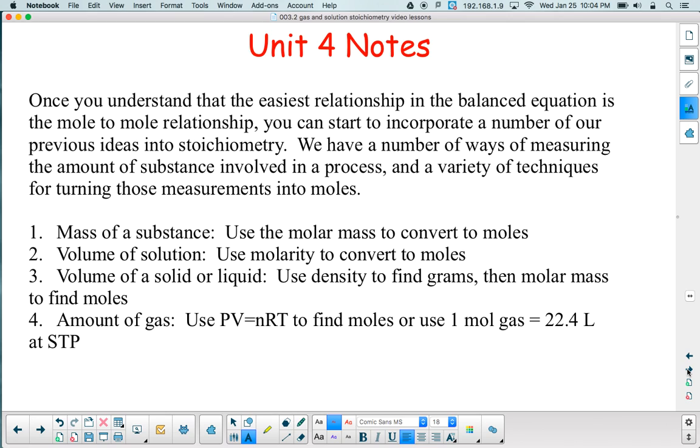At the bottom of page 1 of your Unit 4 notes is an example from the solution stoichiometry that we did right before the end of the semester. You're welcome to read through that if you're still struggling with solutions, but we're going to move on to page 2, which deals with gas stoichiometry.